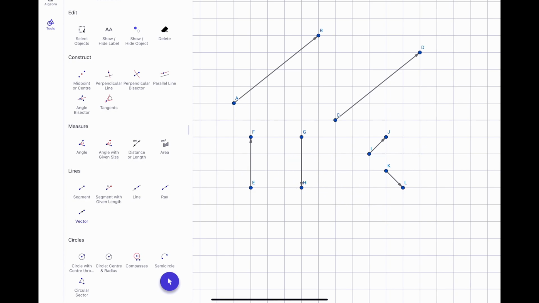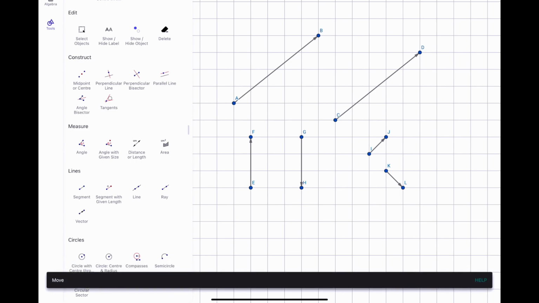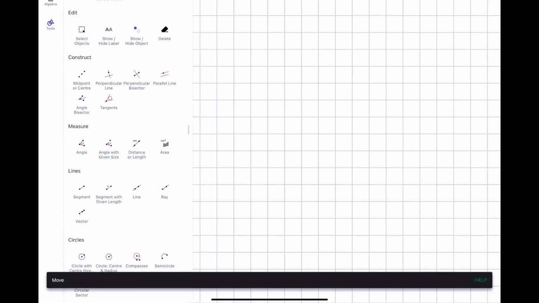So what is it doing? I don't understand. Okay, I have to move. Okay, so let us go here.